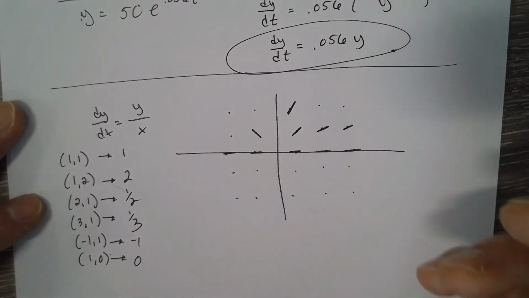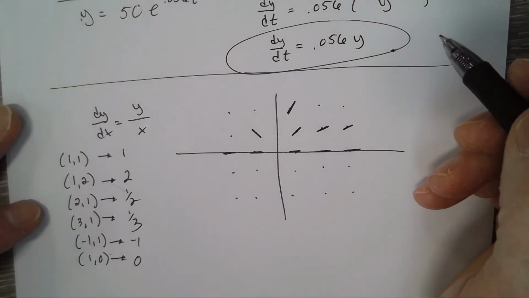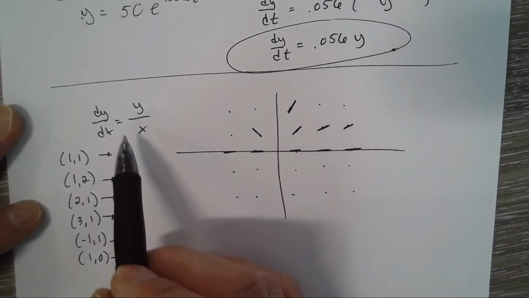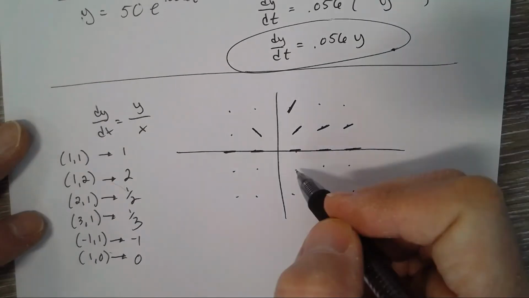Okay, so that's how you can generate a slope field, just based off of picking all the points and then plugging them into the differential equation, and you draw the little mini segments.